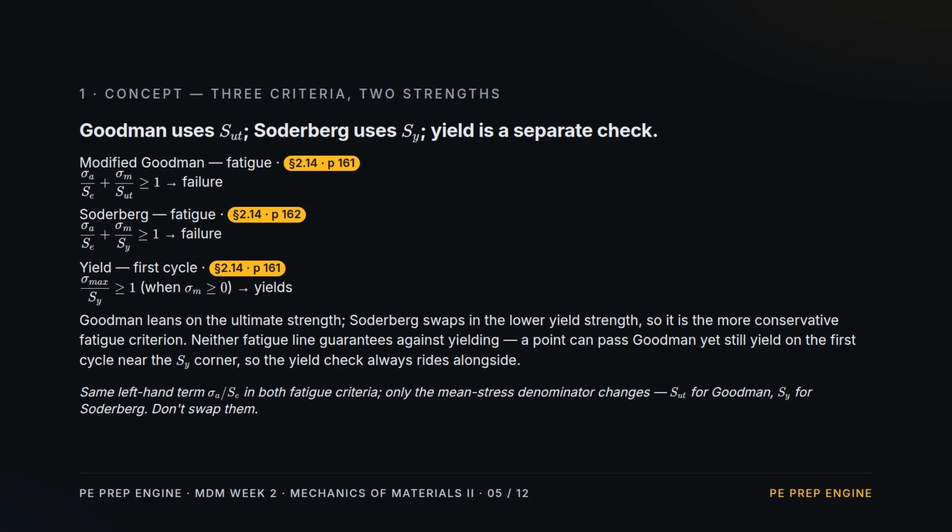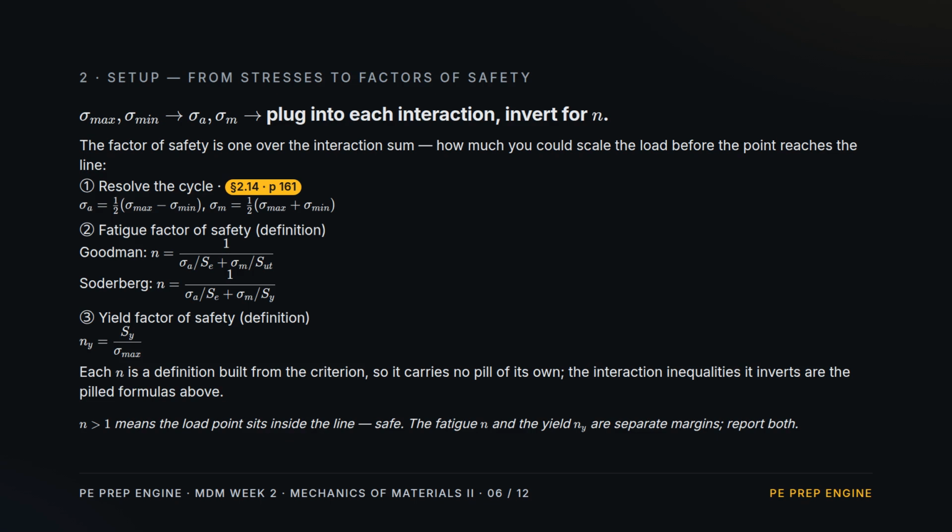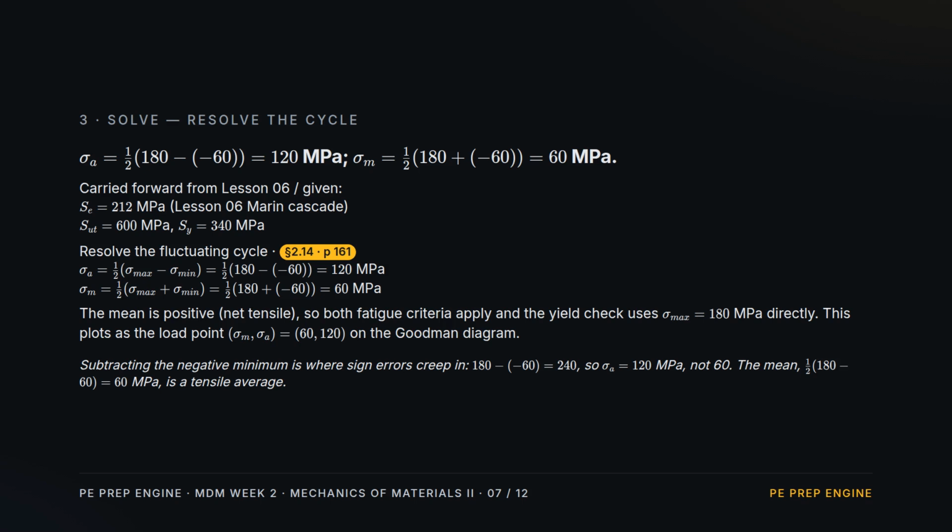Setup. Turn stresses into factors of safety. First, resolve the cycle into its alternating and mean parts. Then the factor of safety is simply 1 over the interaction sum for each criterion. Goodman with the ultimate in the denominator, Soderberg with the yield. It answers how much you could scale the load before the point touches the line. The yield factor of safety is separate, the yield strength over the peak stress. Report both margins.